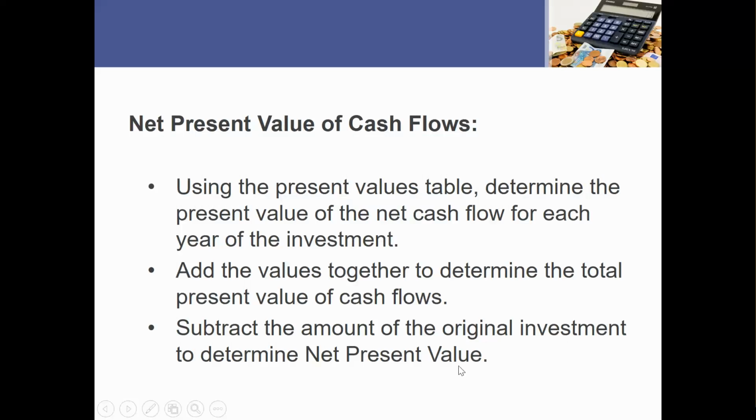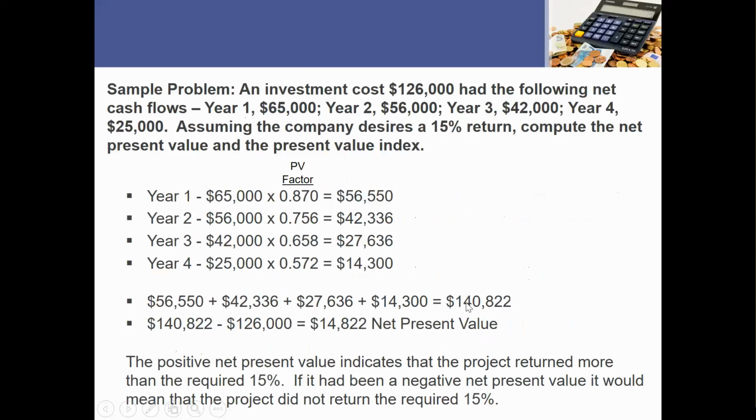The net present value of cash flows tells you the present value of all of the cash that we're investing. There's a method you use to get that. Using the present value table, you determine the present value of the net cash flow for each year of the investment. Then you add all those values together to determine the total present value of cash flows, and you subtract the amount of the original investment to determine the net present value.